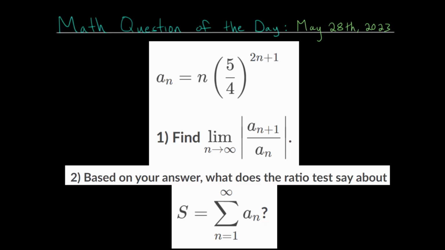In this video, I'd like to talk about the math question of the day for Sunday, May 28th, 2023. And with this problem, we're given a sequence here, a sub n, and we are asked to find this limit as n approaches infinity of the absolute value of this ratio of the n plus 1 term in our sequence divided by the nth term. And this is just known as the ratio test.